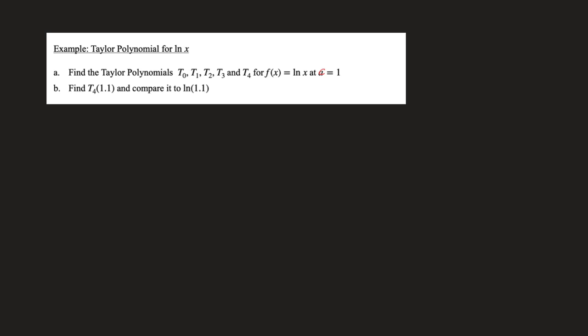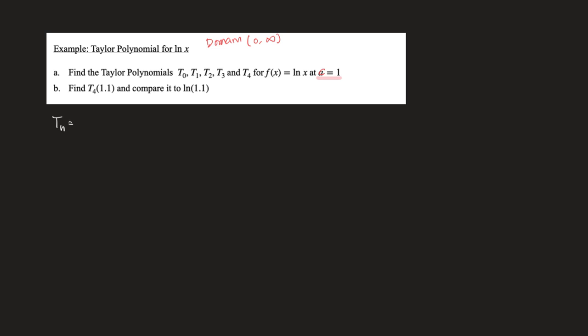This time, let's practice the Taylor polynomial for ln x. They give the center here as 1, not 0, because the domain of ln x is 0 to infinity. 0 is not included in the domain of ln x, so we cannot find the Maclaurin series for ln x. That's why the center is 1. For the Taylor polynomial, we're going to use the definition, the general form of the nth degree Taylor polynomial.